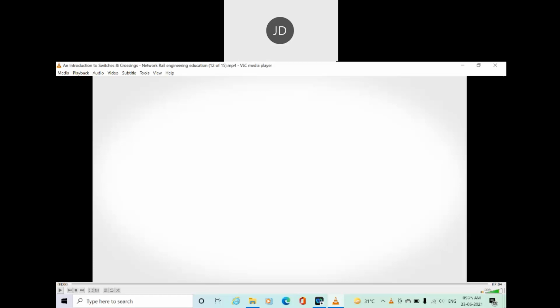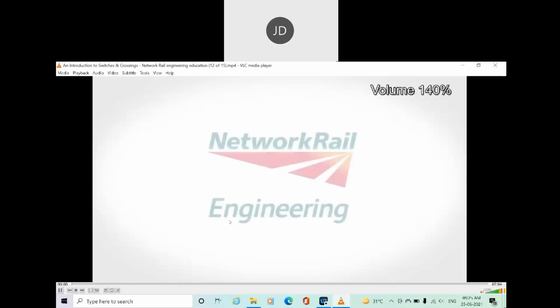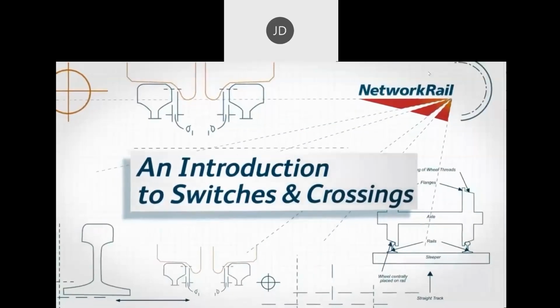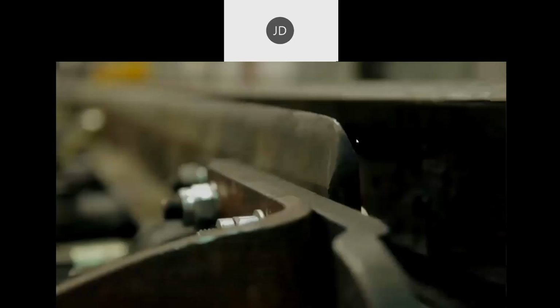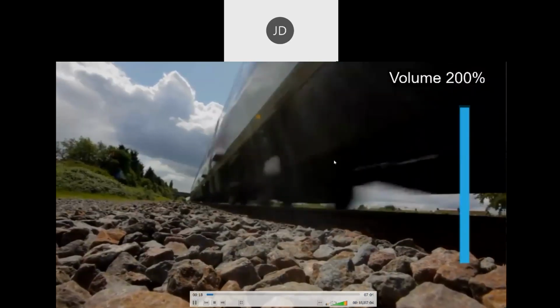So basically, switch and crossing. Point is also sometimes known as switches. So sometimes you can say point and crossing, or you can also say switch and crossing. Okay, so they are similar. Clear? Now I'm going to mute myself.